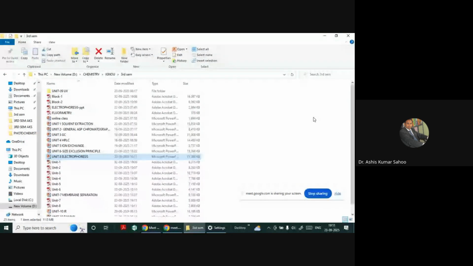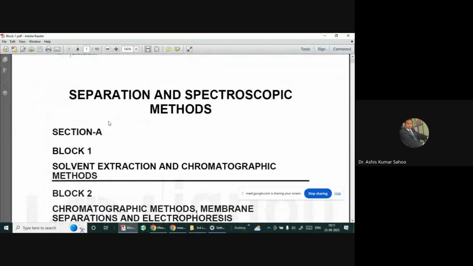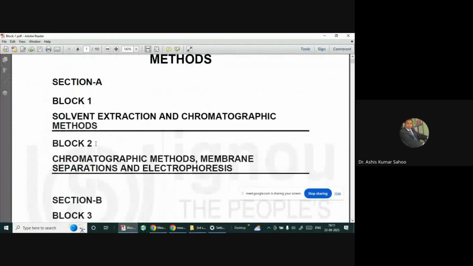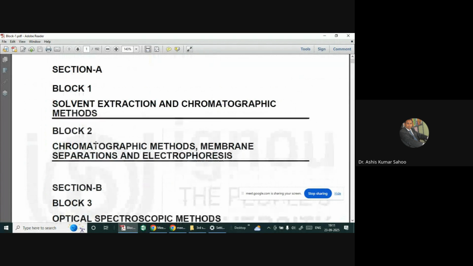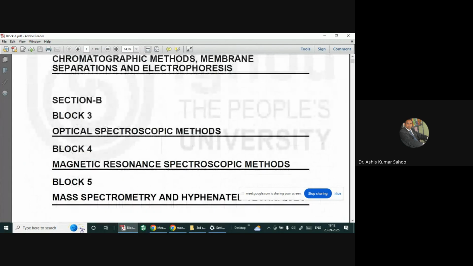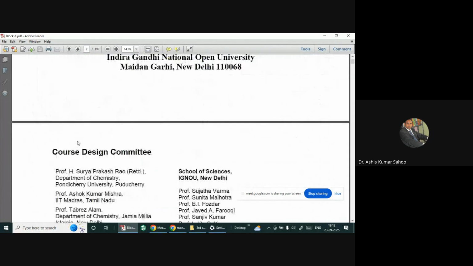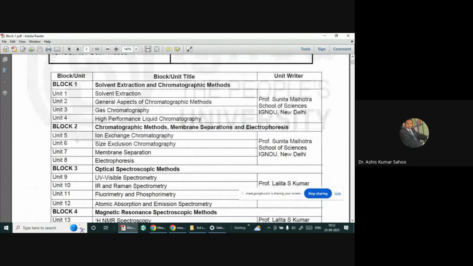Now we'll go to our next lesson after separation. In block 1, we have discussed solvent extraction and chromatographic methods. In block 2, we'll study chromatography methods, membrane separation, and electrophoresis. This is block 1, block 2. So I think we are going to study section B, while block 3, block 4, block 5 come next. In block 3, we will study optical spectroscopy, and block 5, magnetic resonance spectrometry.